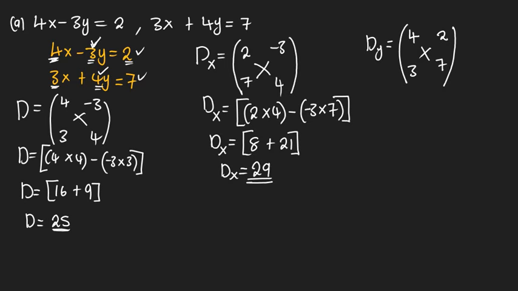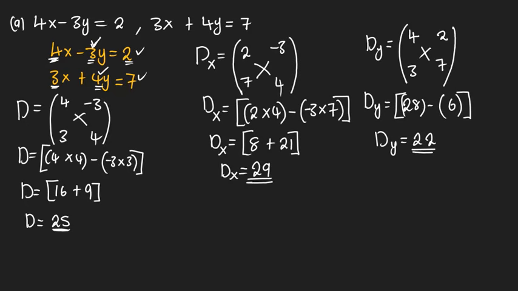Then you cross multiply. dy is going to equal to, okay, so let's check. 7 multiplied by 4, we're getting something like 28, minus 3 multiplied by 2, we're getting something like 6. Okay, and then 28 minus 6, dy, we are getting something like 22.